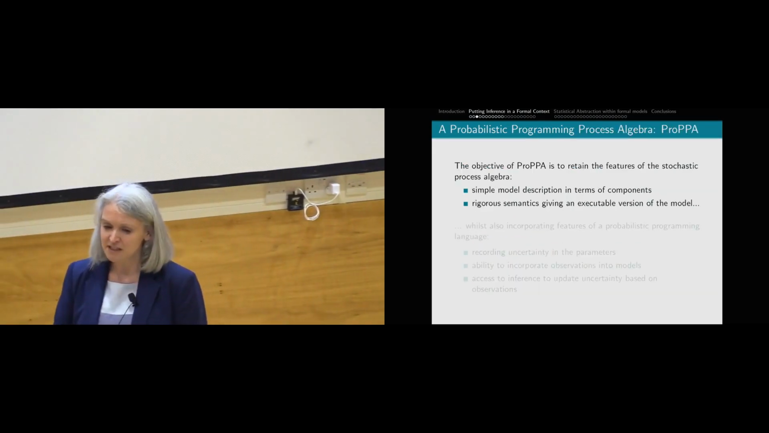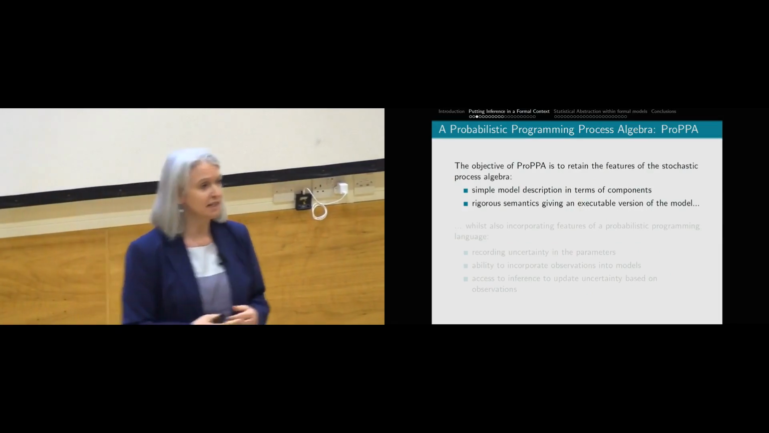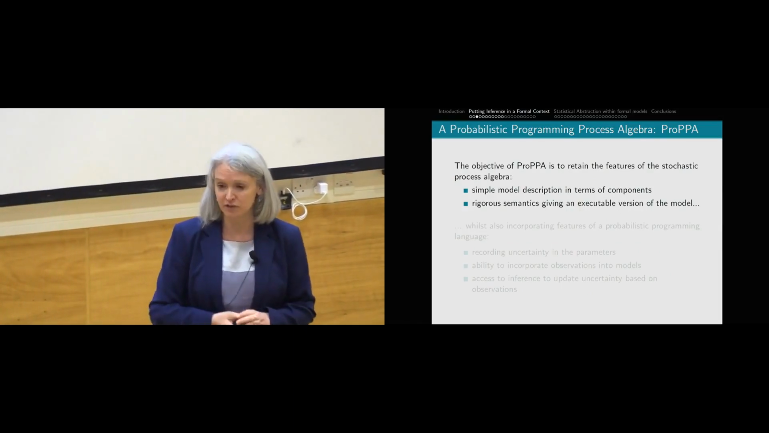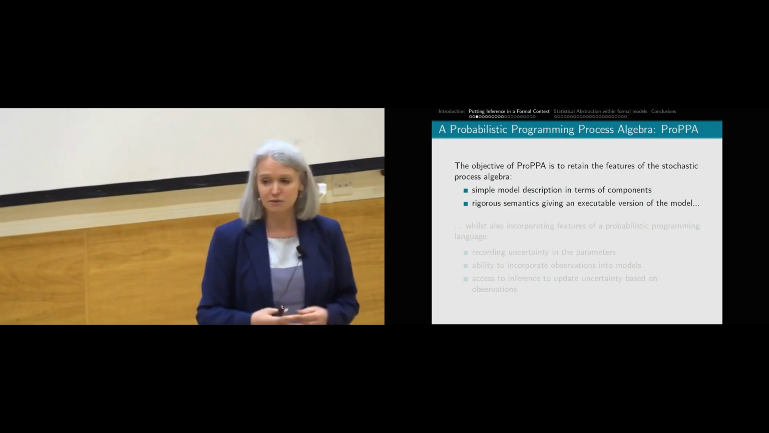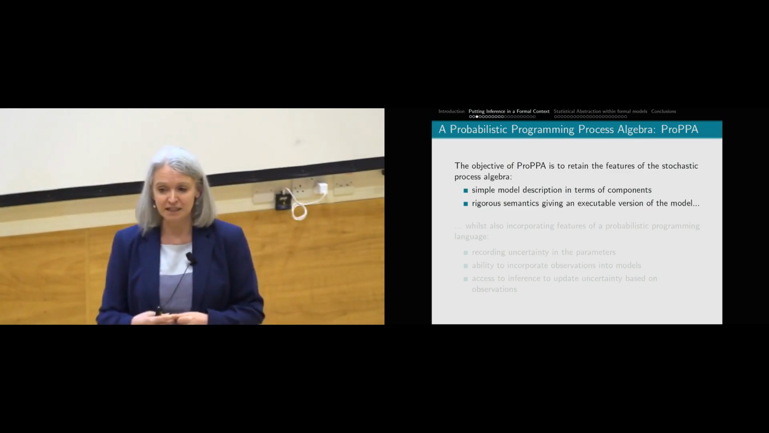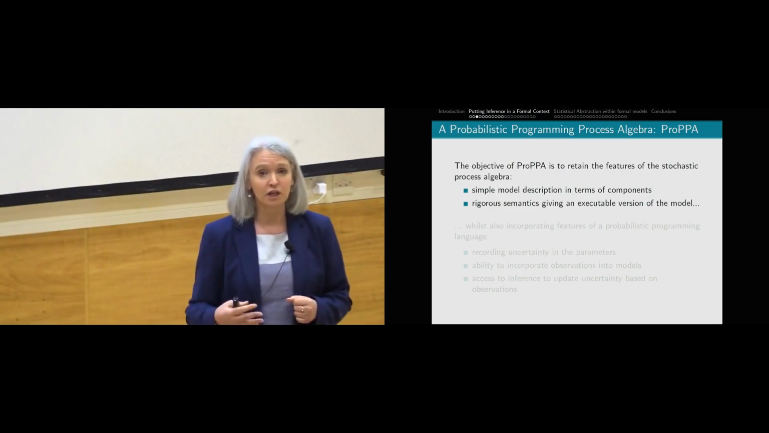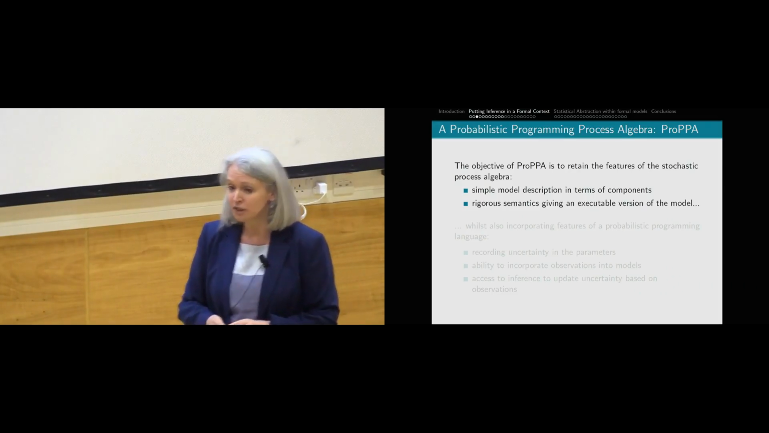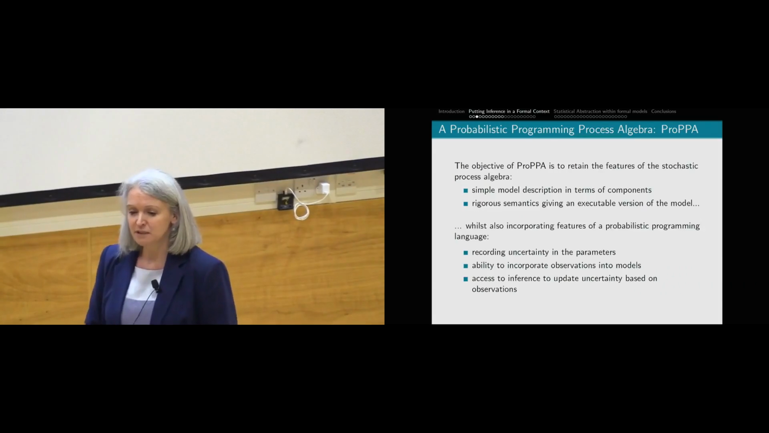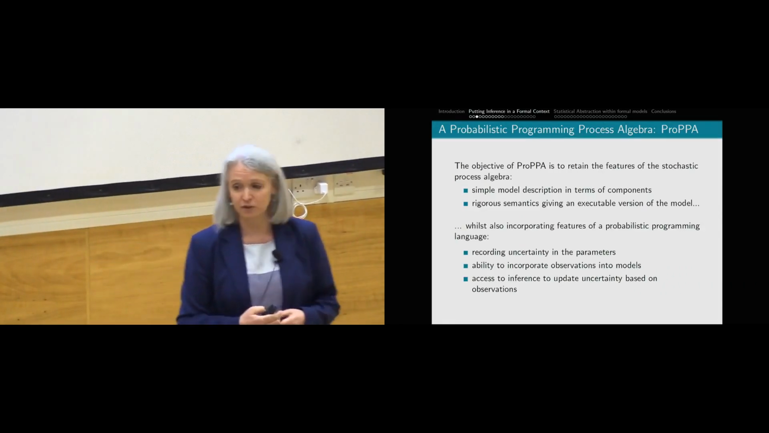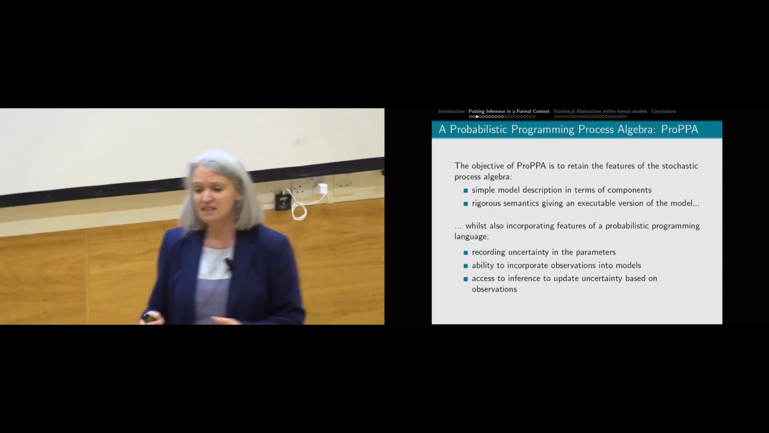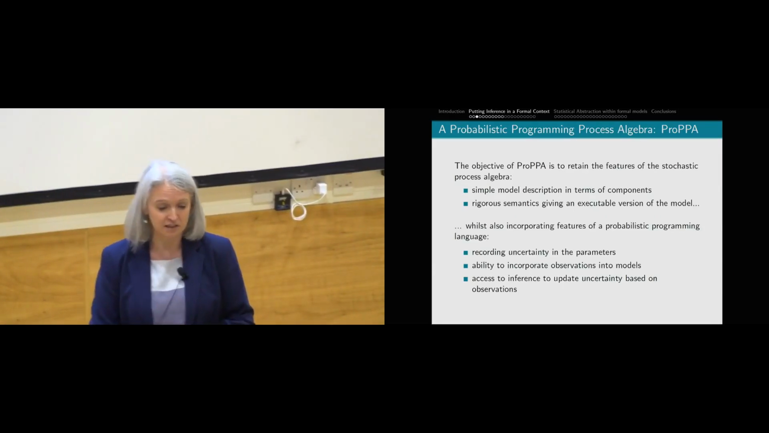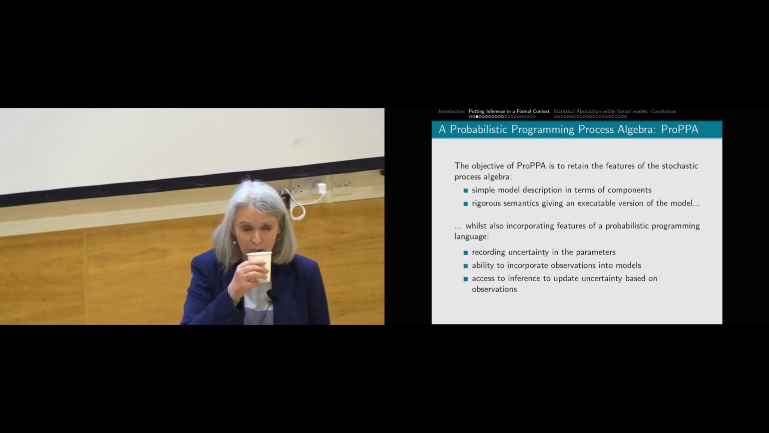So our objectives in designing Proper was to retain the features of a stochastic process algebra that we found useful for describing dynamic systems. So having a simple model description in terms of components, but then a rigorous semantics, which gives us an executable version of the model and also gives us this engine that's reusable in many cases, but incorporates some of these features from probabilistic programming languages so that we record uncertainty in our parameters. We have the ability to incorporate observations and then access inference mechanisms to update the uncertainty based on the observations.